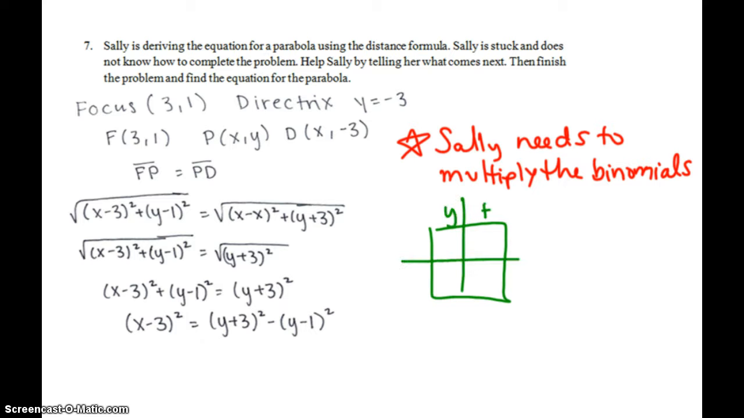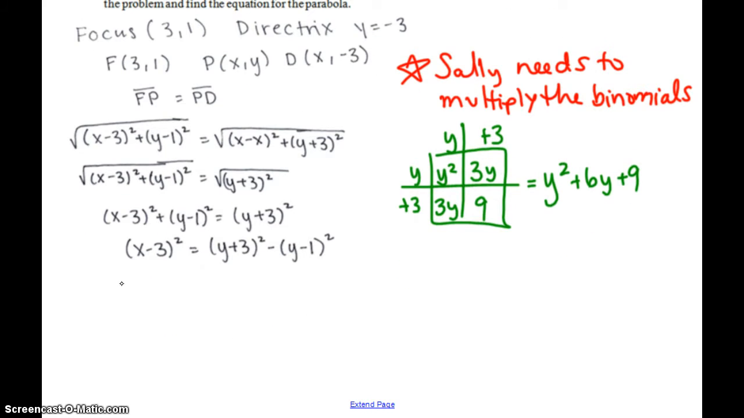So that would be y plus 3 and y plus 3. So y times y is y squared. Y times 3 is plus 3y. 3 times y is plus 3y. And 3 times 3 is plus 9. So when I combine my like terms, I get y squared, 3y and 3y is 6y, and then 9. Okay, so we're going to go back over here to our work, and we leave the left side alone for quite some time actually. So (y + 3) squared is actually going to be y squared plus 6y plus 9.